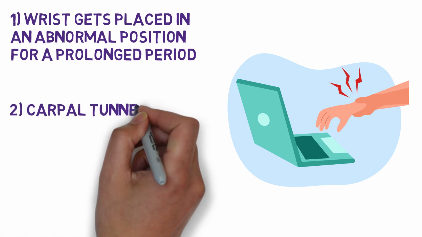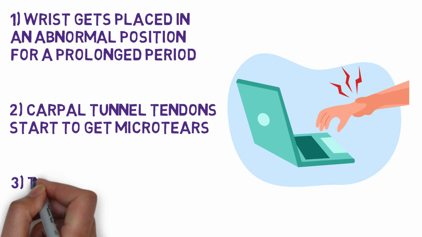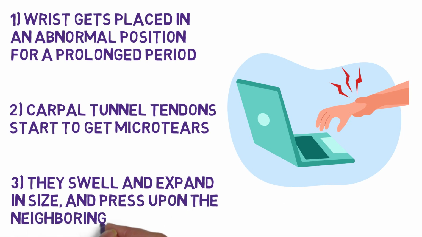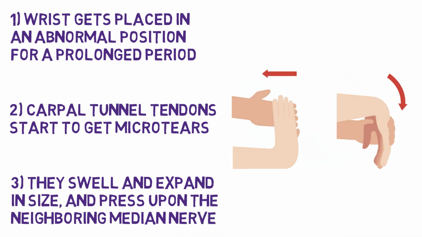Then, some carpal tunnel tendons start to get micro tears from trying to withstand tension they're not used to for too long. And finally, they swell and expand in size from the consequential inflammation and press upon the neighbouring median nerve. Other ways carpal tunnel syndrome can come about from a bad computer setup is from muscular tightness and joint stiffness in the vicinity, narrowing the gap, or through repeated episodes of tendon inflammation, since that can result in fibrous tissue developing, which takes up excessive carpal tunnel space.